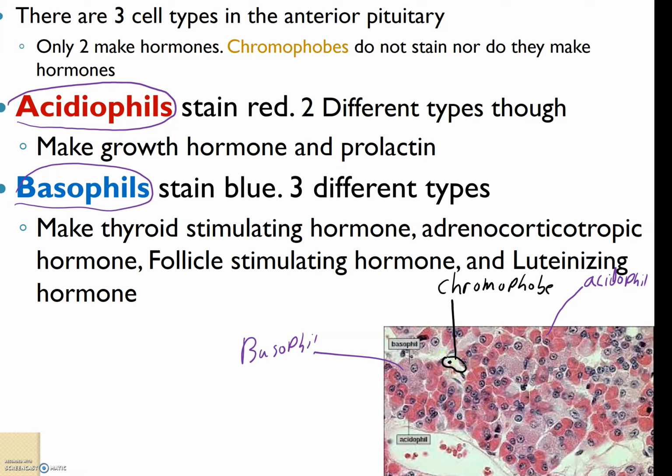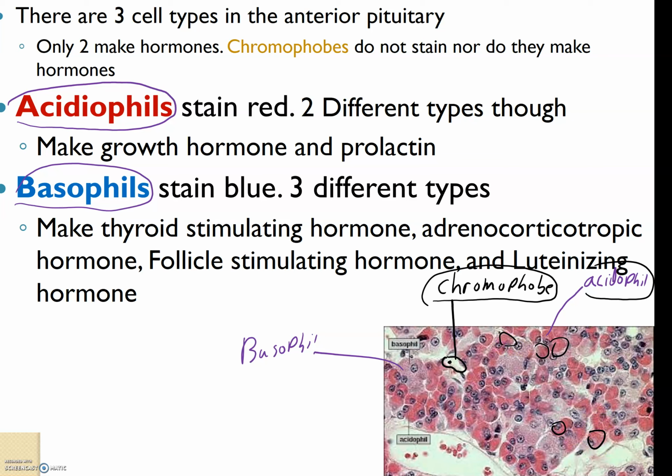And chromophobes don't stain. They either are not making any hormone currently, they're resting cells, or they're burnt out cells, or they're immature cells. So they're not completely sure. What we do know is that they're not doing anything. And you do see these chromophobes. So acidophils, the red staining cell, you have more acidophils than basophils, usually, or at least in all the slides I've ever seen, there's more acidophils.